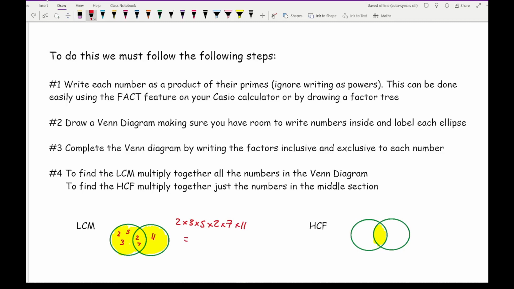And let me just do that. What you don't want to do is leave your answer as a product. So 2 times 3 times 5 times 2 times 7 times 11. You don't have to put your numbers in order. So that therefore would be 4620. Now here, if I just had 2, 7, then that means the highest common factor is just going to be 2 times 7, which is 14.